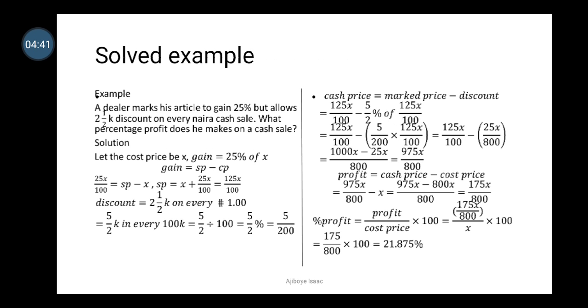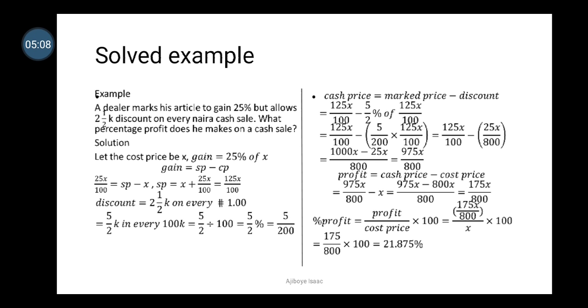A dealer marks his article to gain 25%, but allows 2.5 kobo discount on every naira cash sale. What percentage profit does he make on a cash sale? You have to carefully listen to this example up to 2 times. But it's very simple and straightforward. So what happens here is this.